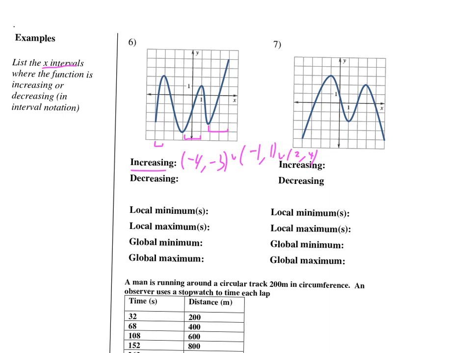So it's all the spaces. So like I said, I'm going to say here it's increasing as you read it left to right. Here it's increasing as you read it left to right. Here it's increasing as you read it left to right. So I describe them with the x values. For decreasing, it's kind of the other ones. So I would say from there to there. So from negative 3 to negative 1 on the x values. And then also from there to there, which is from 1 to 2.